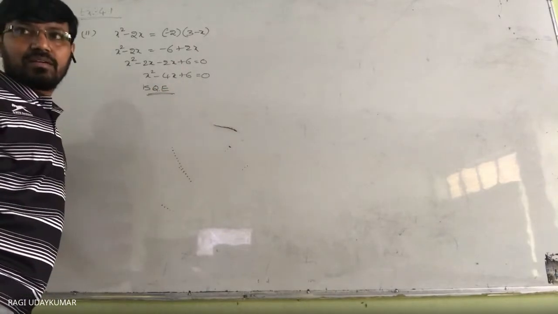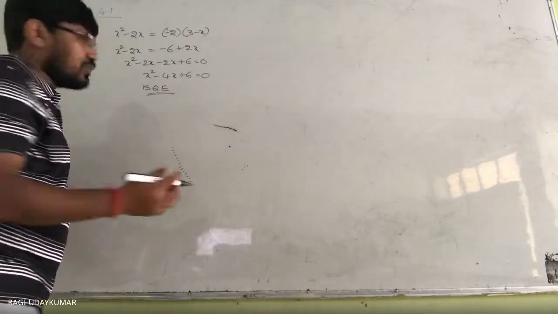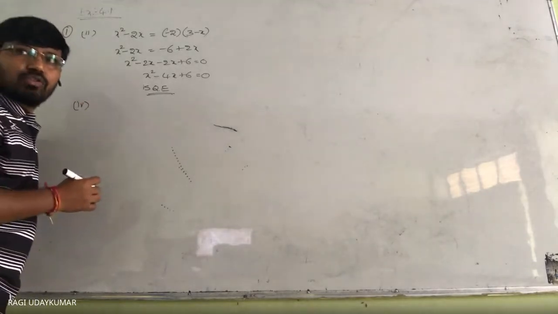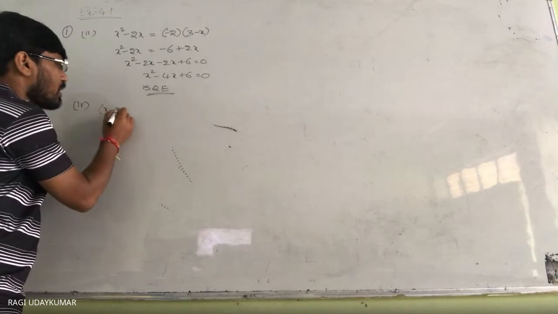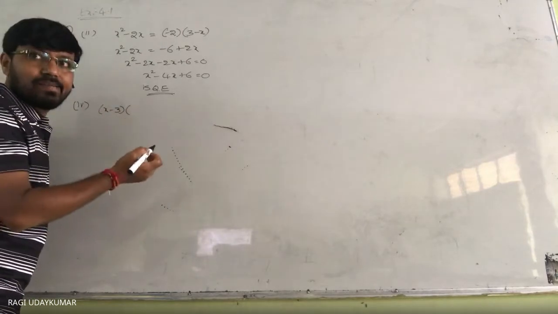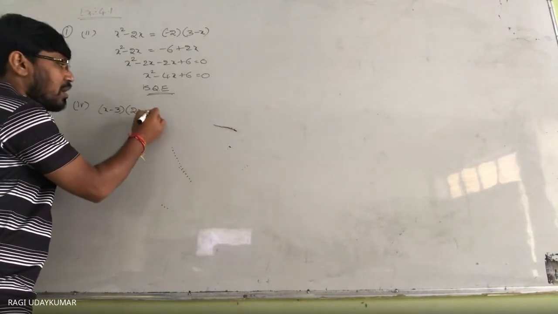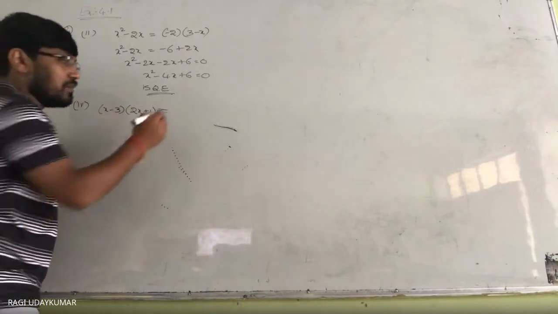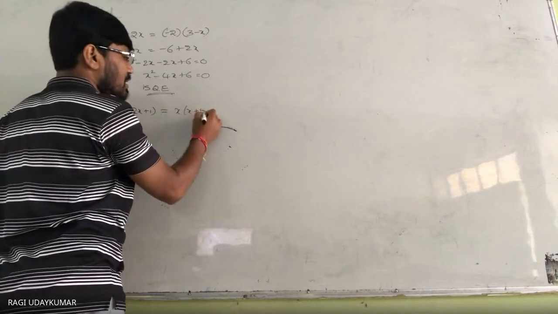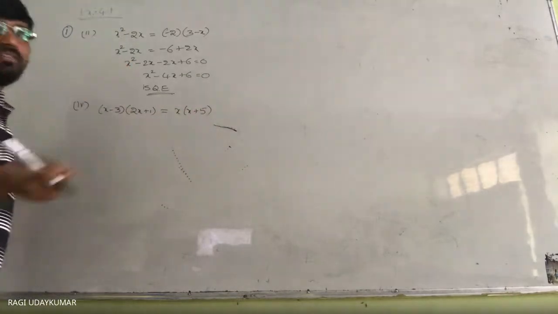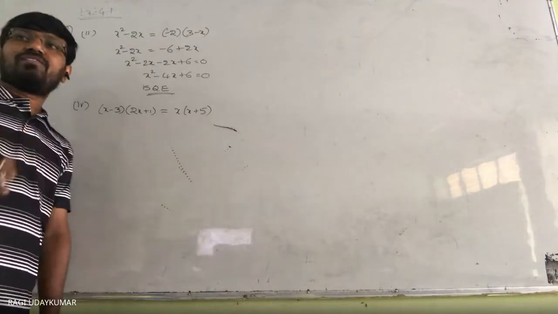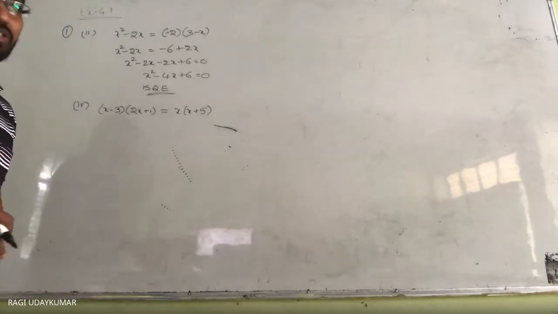Very simple. Okay, whenever you see the fourth problem, see here, the question is given to you, it's not looking like a quadratic equation. This is x minus 3 into 2x plus 1 is equal to x into x plus 1. Sometimes it looks like a quadratic equation, may not be a quadratic equation. Sometimes it does not look like a quadratic equation, but it is a quadratic equation.